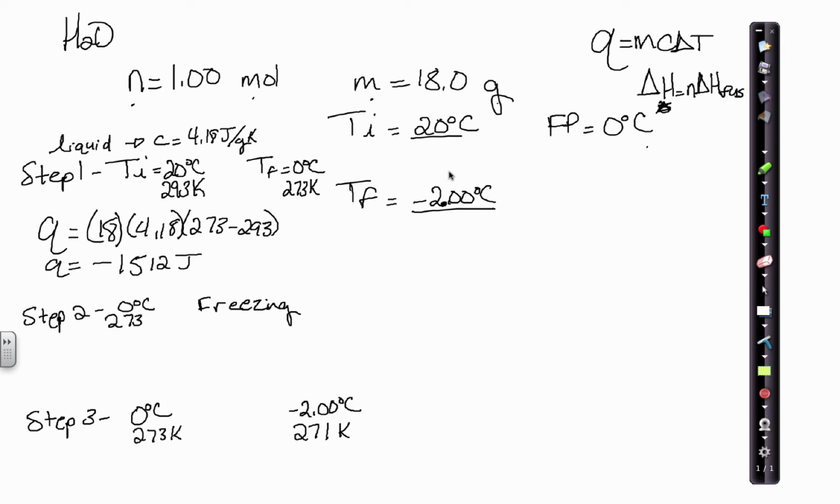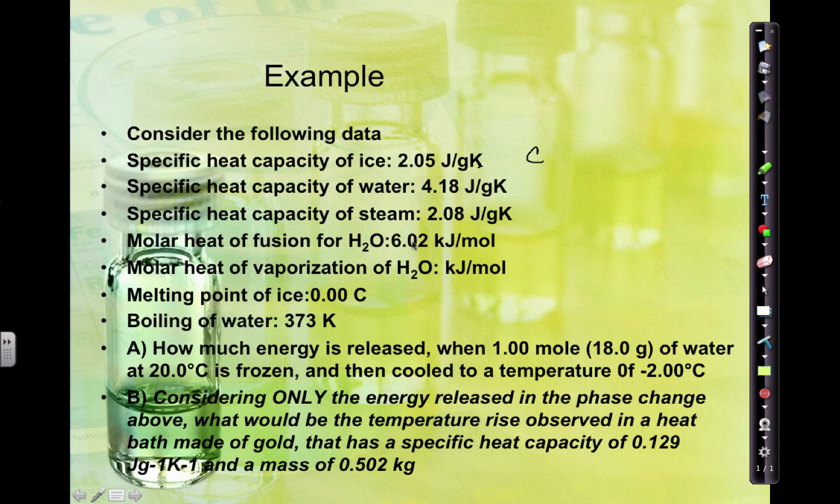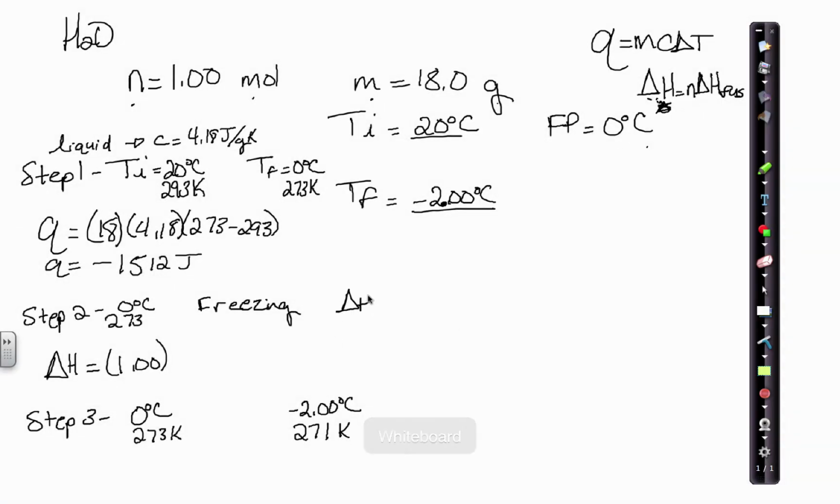All right, so now let's go to the next step. Well, we're freezing. There's no temperature change when you have a state of matter change, so we're going to use this equation right here. So delta H, same thing as Q pretty much, is equal to n, which is the number of moles, times delta H of fusion. So if I go back, it tells me this right here, it's 6.02 kilojoules per mole. We use fusion when we are freezing or melting. We use vaporization when we are boiling or condensing. It's kilojoules per mole.